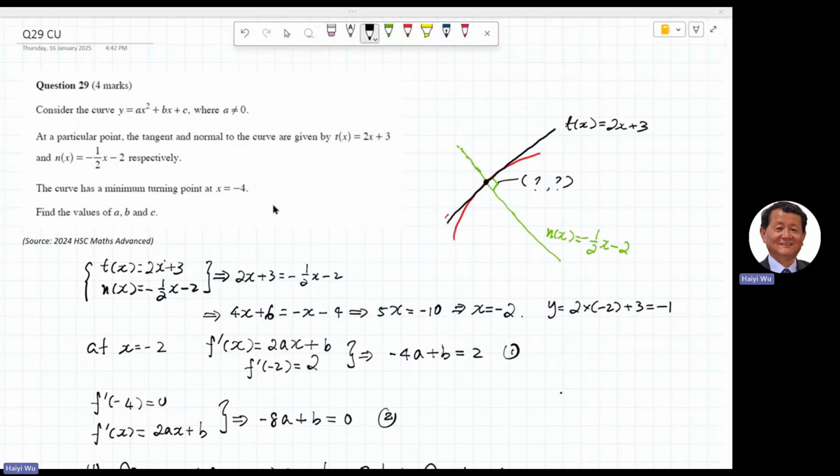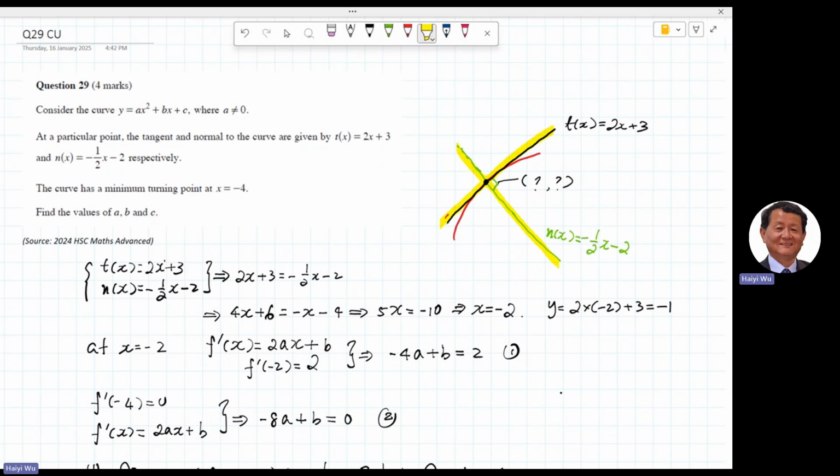We're going to start doing some questions involving tangent and normal. So we know a tangent is a straight line that touches the graph at one point. Can you see my diagram? There's a tangent, which is in black, and there's another one. So this is the tangent, then the normal is perpendicular to the tangent.